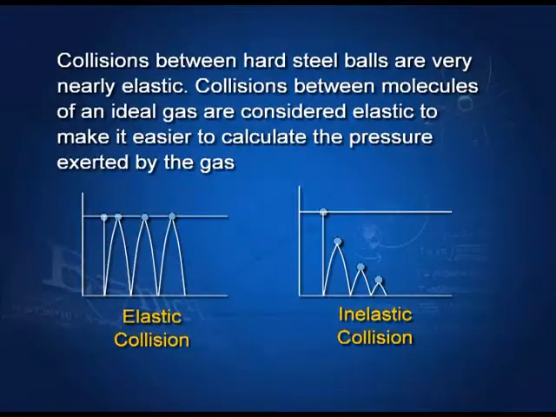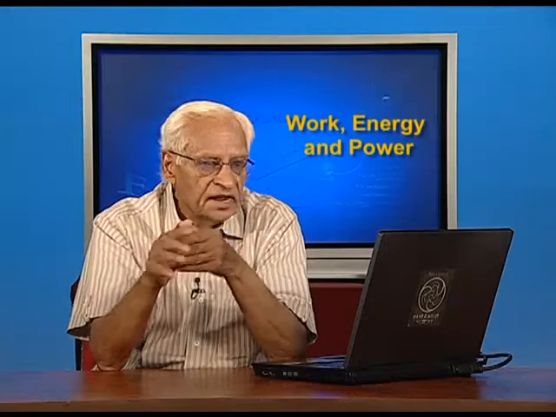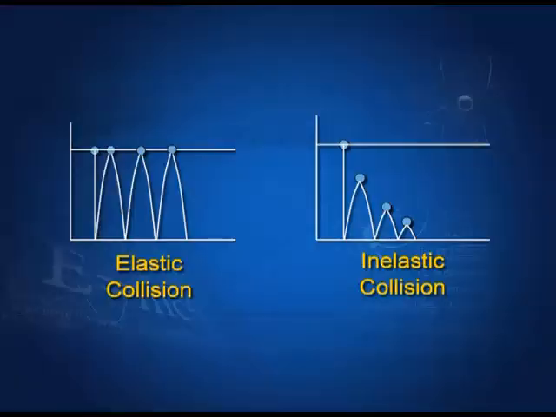Collisions between hard steel balls are very nearly elastic. Steel is a very elastic material. Therefore, if we have steel balls and if they collide, then those collisions are more or less elastic. Collisions between particles of an ideal gas are thought to be totally elastic, so that one can calculate the pressure, etc. Here I have given an example of an elastic collision and an inelastic collision. If I throw a ball, it collides with the floor and then it bounces back. If it bounces back by exactly the same distance, then we say that the collision is elastic.